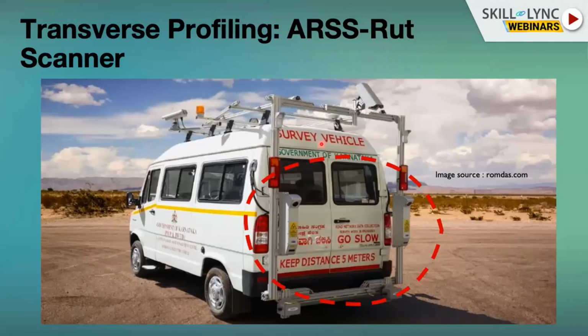If you see the picture here, this is the actual ARS system, how it looks. This is acquired by the government of Karnataka, of course. It contains different cameras, one facing towards the pavement, a few facing towards the front, and there are rut scanners, and so many sensors inside this system. And of course, on the front of this, you can see the laser profilometer. This is how the network survey vehicle looks in actual.